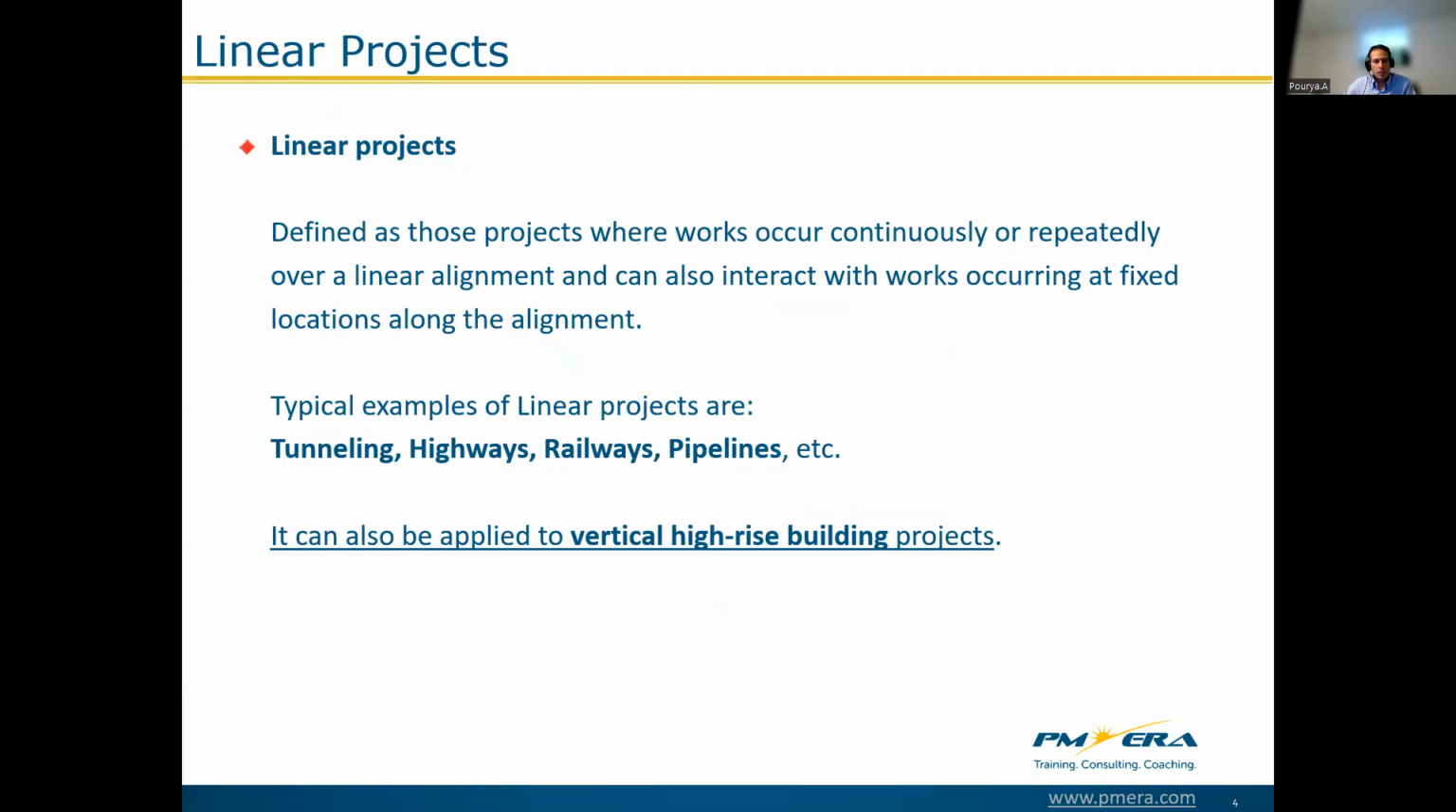So, what is a linear project? Linear projects are the projects where work occurs over a linear alignment repeatedly or continuously. Examples of linear projects are roads, tunnels, railways, pipelines, power transmission, etc. The work can also interact with fixed locations along the alignment, like bridges, stations, etc. The linear alignment can be either horizontal or vertical. Therefore, high-rise buildings can also be considered as linear projects.